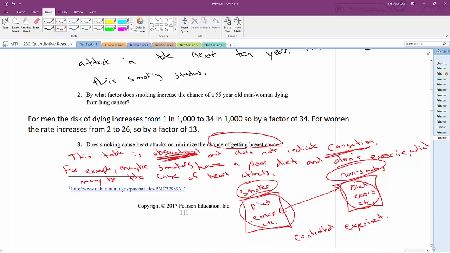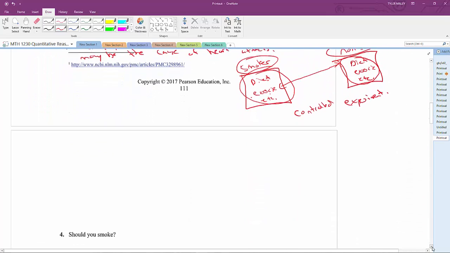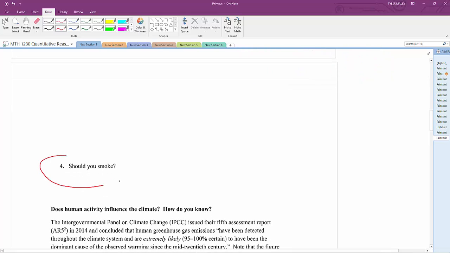And then on the next page, there's one last question involved with this, asking should you smoke, right? And that's really just a personal preference, a personal choice, right? Only you can answer that question, right? So I'll leave that question up to you, right?